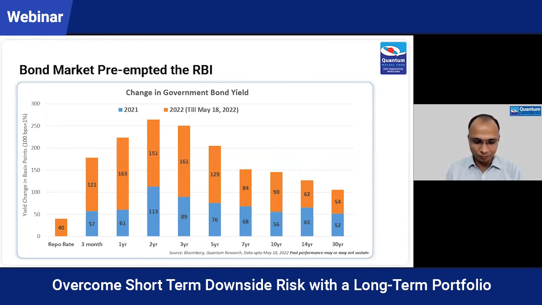So when you move from left to right, you see higher maturity of bond, and at the extreme left side, you can see the repo rate, which has moved by only 40 basis point since start of 2021. I'm not just talking about this year, but when you look at the bond yields, that has moved up quite a lot. So the 2-year yield, you can see 113 basis point jump in 2021. And now in the last 4.5 months, we have seen 151 basis points of jump in bond yield.